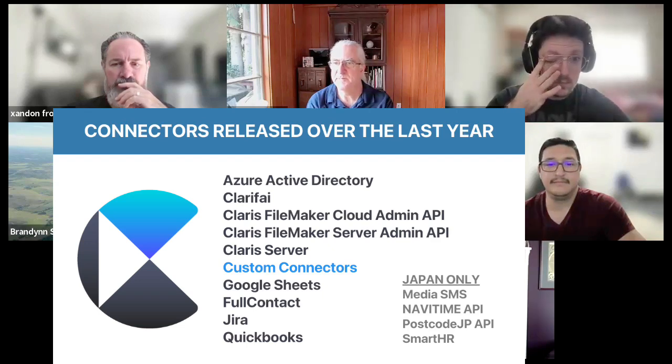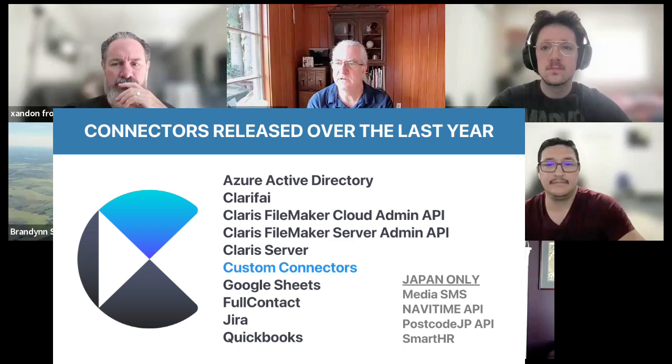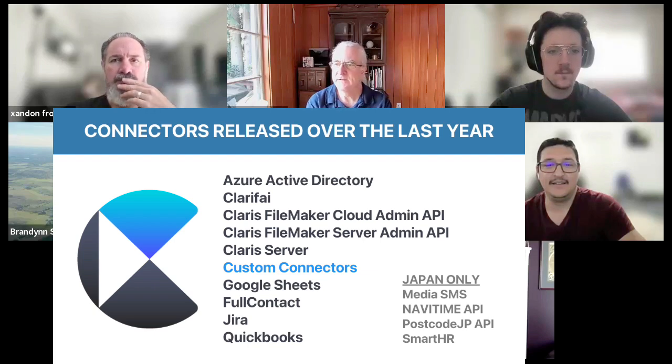Yeah, we use Teamwork also, and are doing a couple of good custom integrations, one of which is through Claris Connect. So speaking of, let's see, the new connectors, I've got a quick list of new connectors in the last 6 months or so. Azure Active Directory, Clarify, the new Claris FileMaker Cloud Admin API and FileMaker Server Admin API, Claris Server, that one probably doesn't count anymore. Google Sheets, Full Contact, Jira, extensions to the QuickBooks connector, and 4 different ones that I'm guessing none of us are too familiar with, but that are for the Japanese market: Media SMS, Avatime API, Postcode JP, and Smart HR. So a decent little add-on to the number of connectors that are available out there.